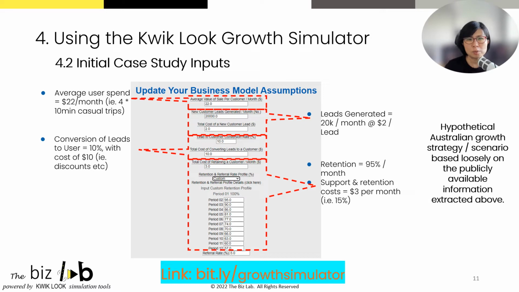So we have assumed the support and the retention cost to be about $3, and this is simply from the promo code advertisement that we saw earlier. Finally, referral rate is set at 5%, which is quite high, though not yet viral. 5% translates to 60% per year, which is about 0.6 referral for each person.